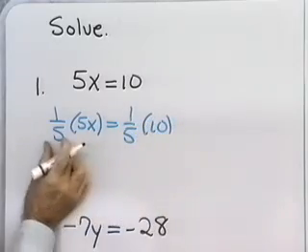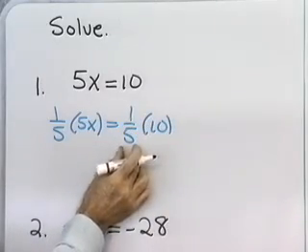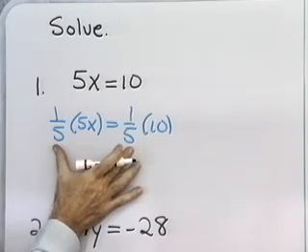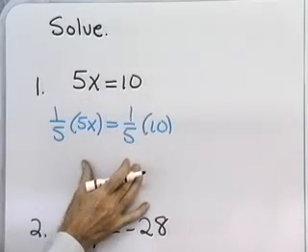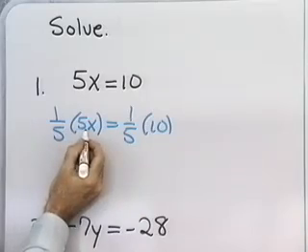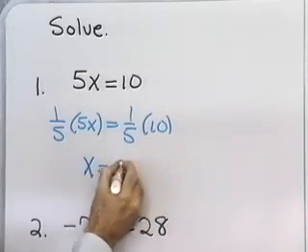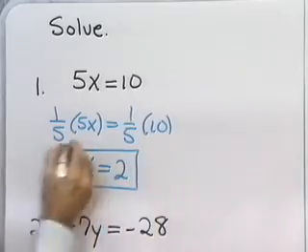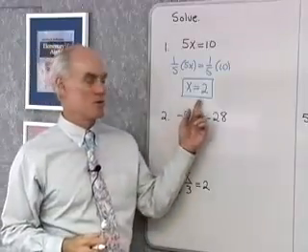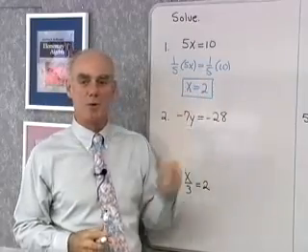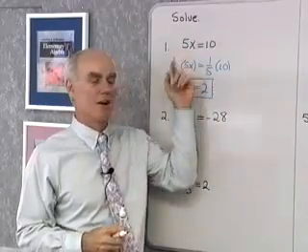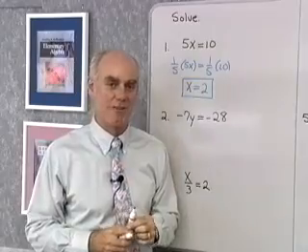So if I do that to the left side of the equation, I do the same thing to the right side. That's the multiplication property of equality. It guarantees that I won't change the solution set. 1/5 times 5x is x. 1/5 times 10 is 2. So x is equal to 2 is the solution to that equation, and I found it by multiplying both sides of the equation by the reciprocal of this coefficient, that is the number in front of x.